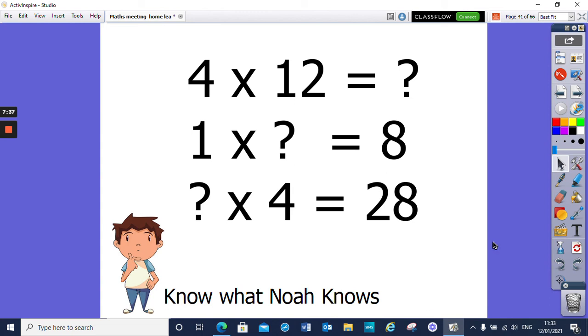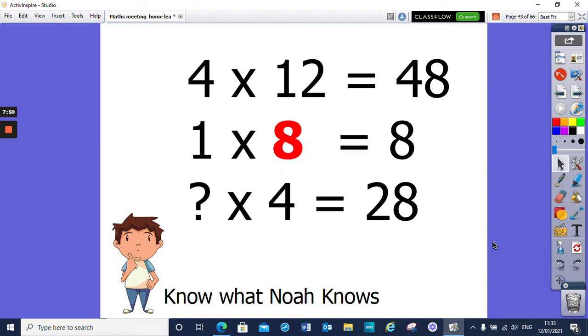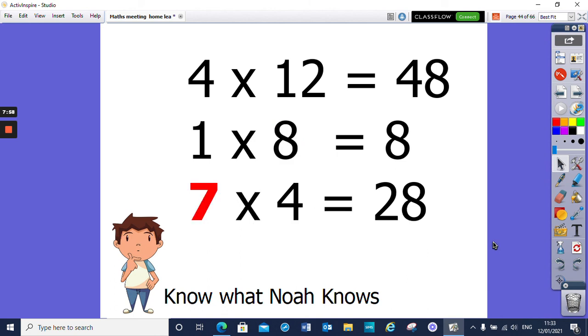Okay, let's see what you got. 4 multiplied by 12 is 48. 1 multiplied by what equals 8? 1 multiplied by 8 equals 8. What multiplied by 4 equals 28? 7 multiplied by 4 is 28. Did you get all those answers? Well done if you did.